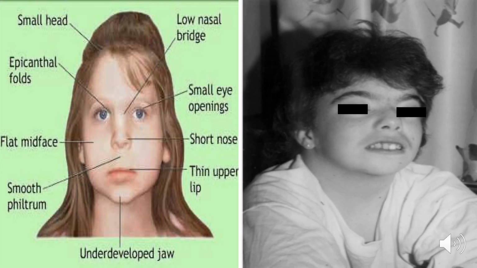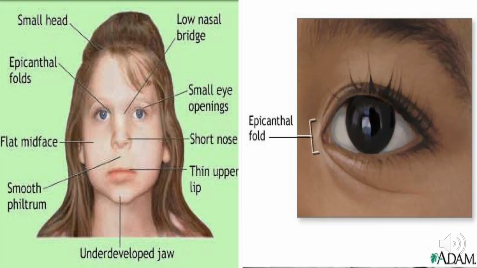The letter A in the mnemonic CATCH would mean abnormal facies. Why? Because patients affected with the DiGeorge syndrome would have specific facial features. Number one, they have small heads. So take a look at the picture of the child on the right side of the screen. Then, they also have low nasal bridge as shown by the blue arrow. And then, these patients would also have epicanthal folds.